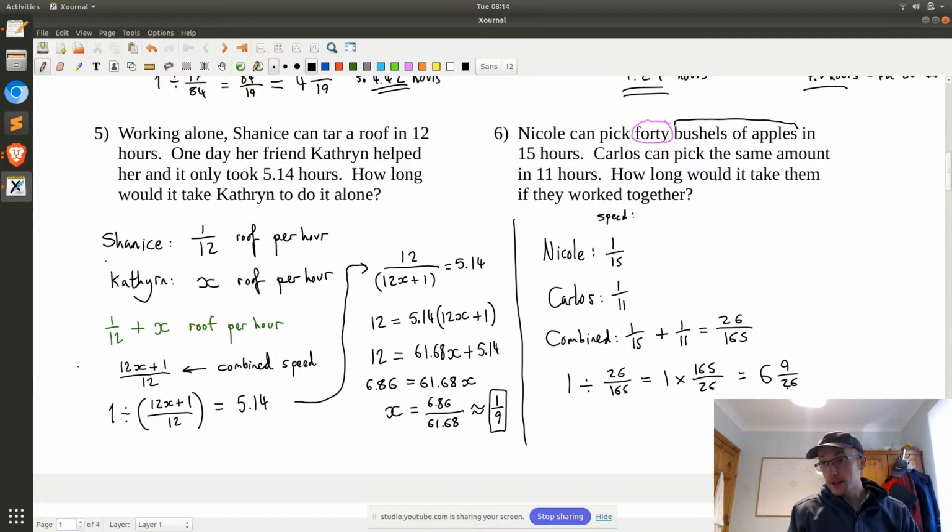And 9 over 26, well, that's nearly 9 over 27, which is about a third, right? But we have to get it to the nearest hundredth. I'm not satisfied with my approximations. So we're going to type in a 6 and 9 over 26. And we get 6.346. 6.346 to the nearest hundredth. That is 6.35. Thank you very much.